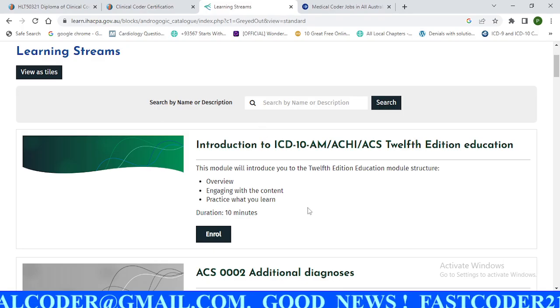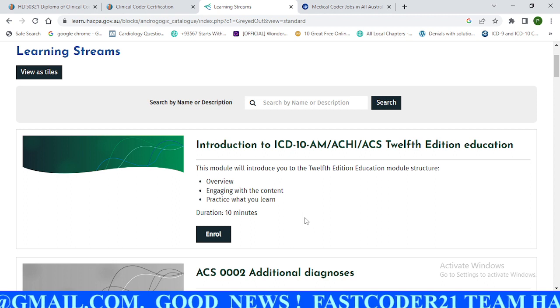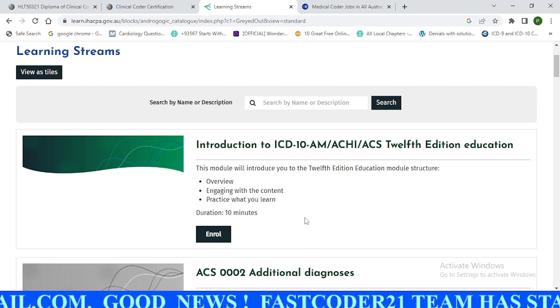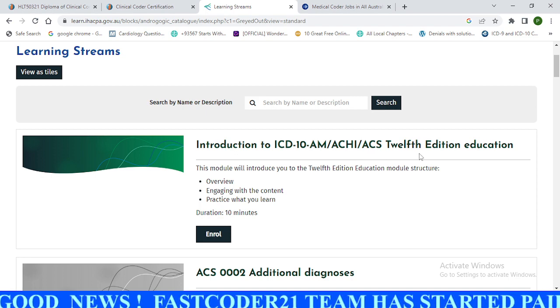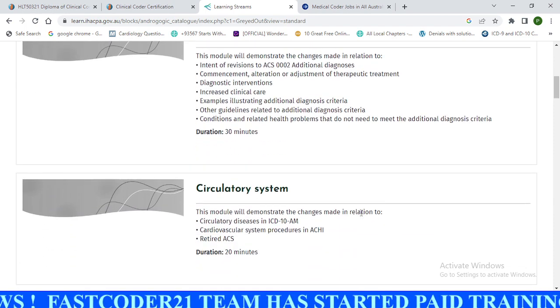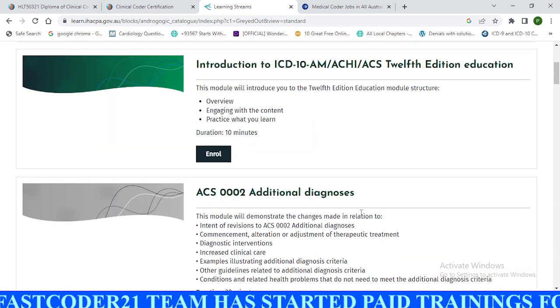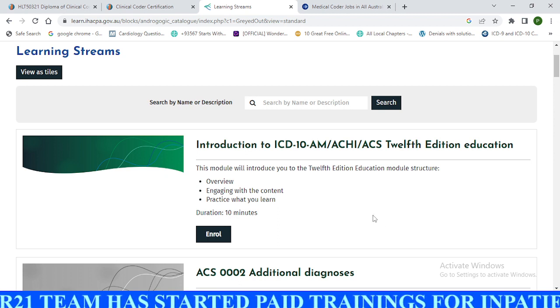So currently in Australia they are converting to the 12th edition of ICD-10-AM. If you see here, Introduction to ICD-10-AM, ACHI, ACS, 12th edition education. This is the latest edition they are using in Australia.